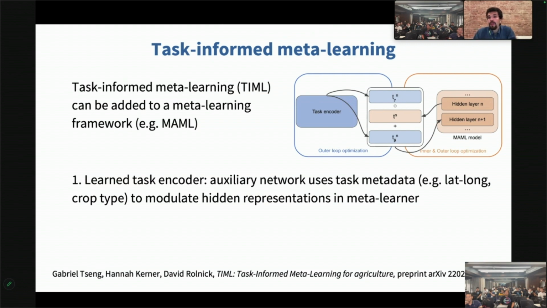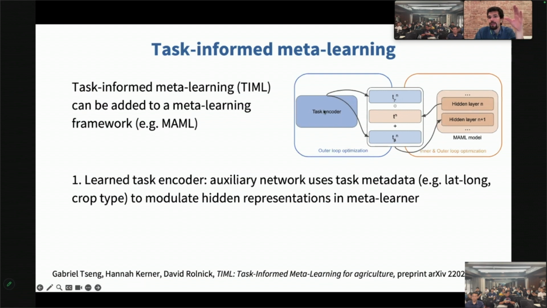Somehow, the meta learning community has not really incorporated the kinds of domain information which are really common in remote sensing, where something is being observed and what kind of thing you're observing. In the context of agriculture, that's geographic location, lat long, and crop type. And we're going to incorporate this information into the representations being learned by the MAML model.